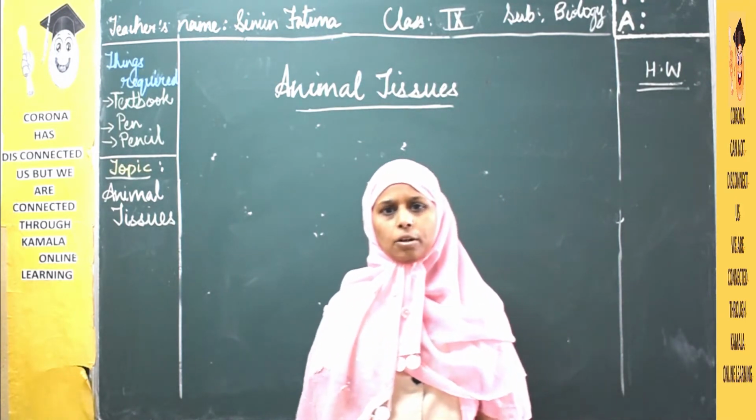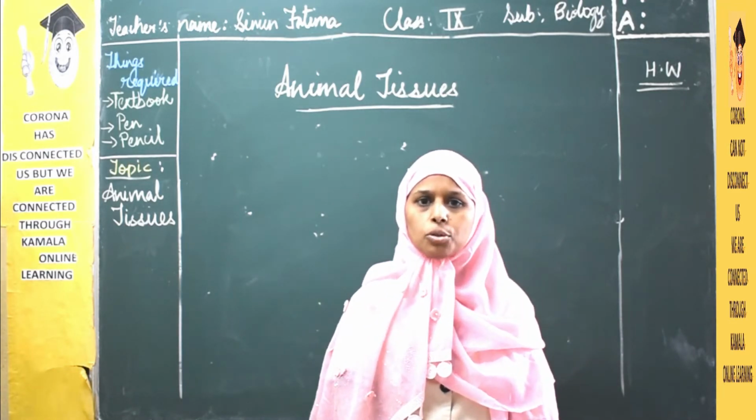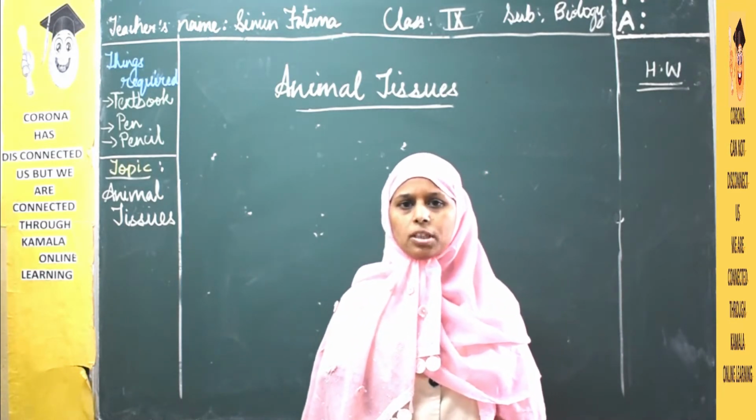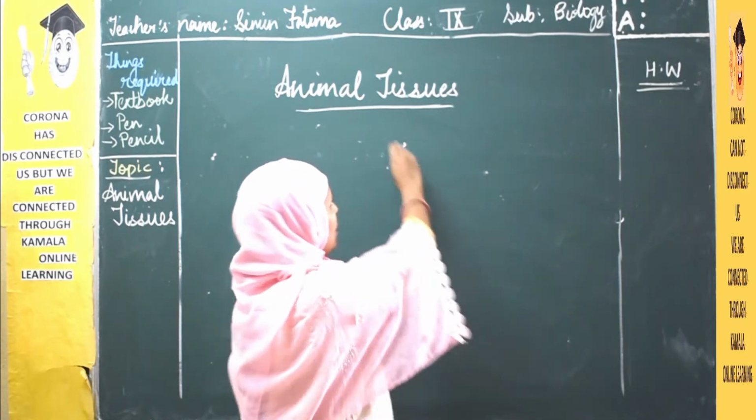Okay, we'll be starting our bio class. This is a bio class. We'll be reading a chapter that is animal tissue. Plant tissue you have already read in the previous chapter. So we'll continue with the tissue chapter, that is animal tissue.